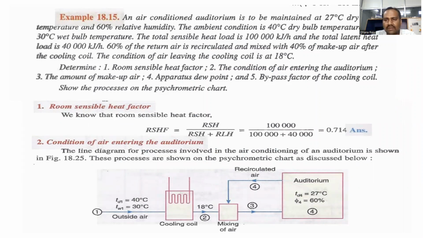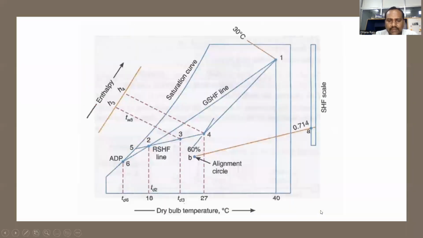And later I will represent the line diagram for the given problem. So the inlet is outdoor conditions 40, 30. Then it is passing through the cooling coil. After the cooling coil, it becomes 18 degrees centigrade. Then it is mixed with 60% recirculated air. Then it is circulated in the auditorium.